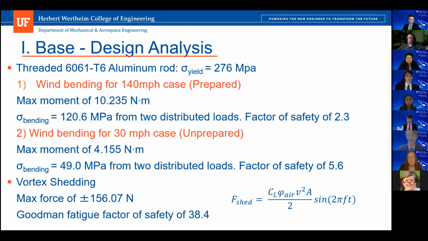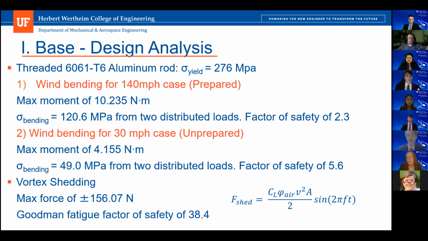And both of these moments are applied just above where the angle stock meets the top or the bottom of the threaded rod. So the bending stress on the threaded rod during the prepared case is 120.6 megapascals, while the bending stress applied during the unprepared case is 49 megapascals. So the yield factor of safety for the prepared case is 2.3, while the yield factor of safety in the unprepared case is 5.6.